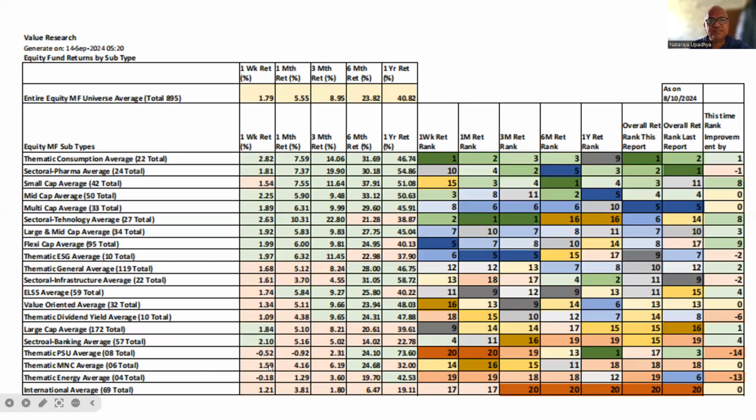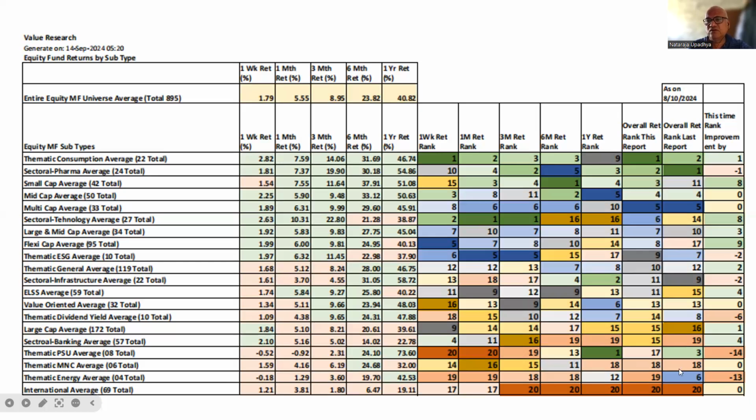Next comes MNC funds, red for 1 week, 1 month, and 3 months, green for 6 months, but again red for 1 year. Overall ranking is 18, and that is how it was in last month's report also. No gain, no pain.